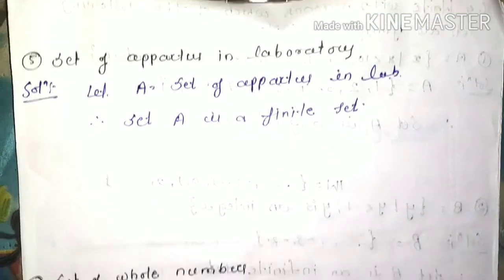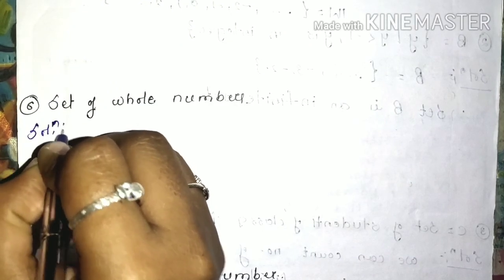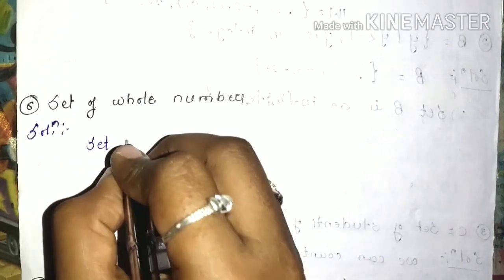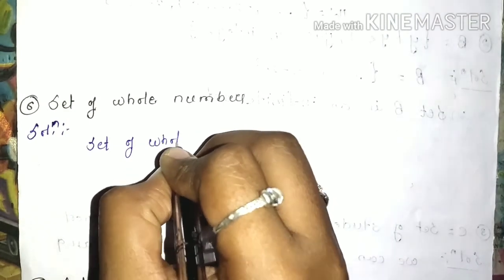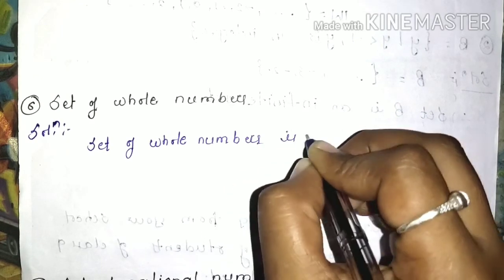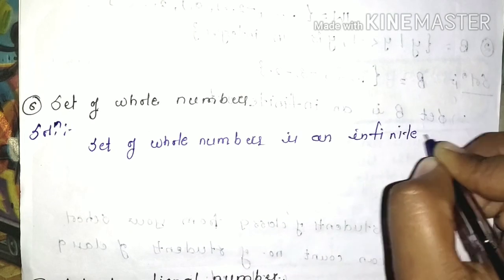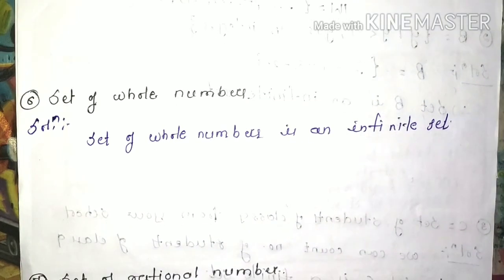Next we have set of whole numbers. Already we have discussed what is the set of whole numbers, which contains all the positive integers including 0, and the set of whole numbers is an infinite set. So here the solution will come: set of whole numbers is an infinite set because it contains uncountable numbers.